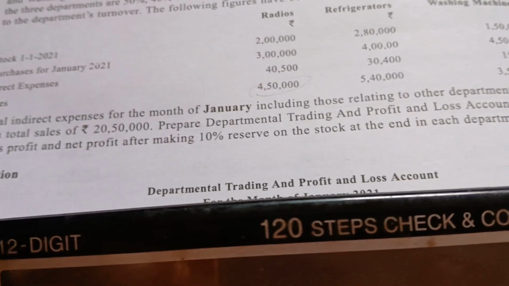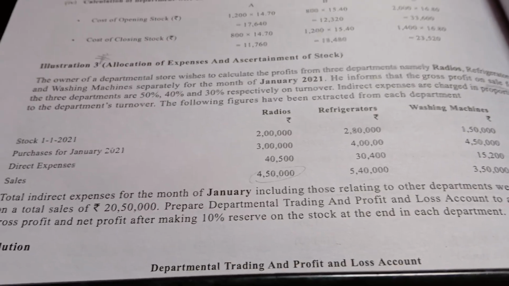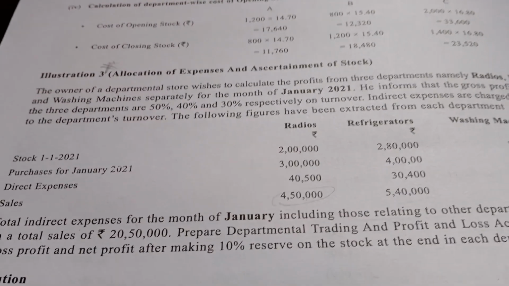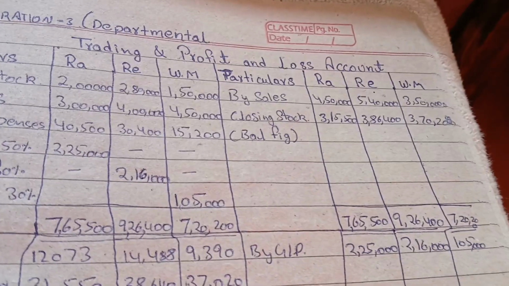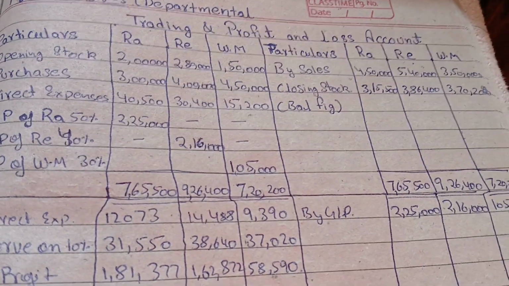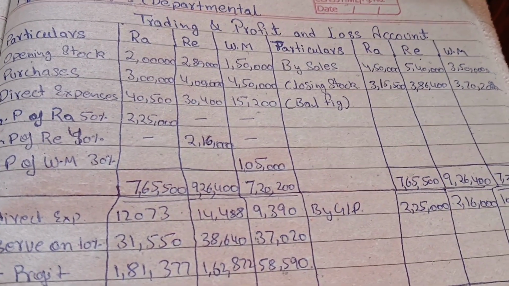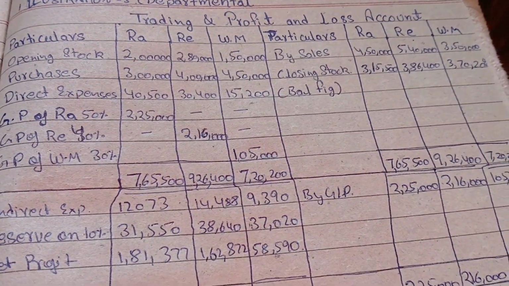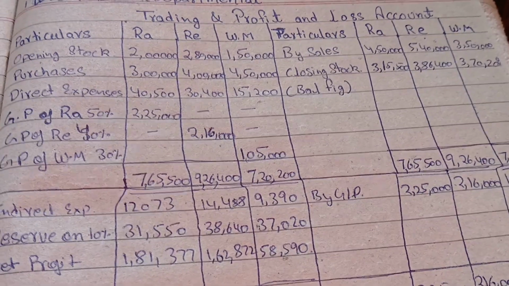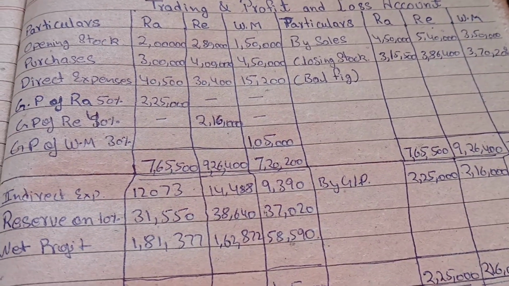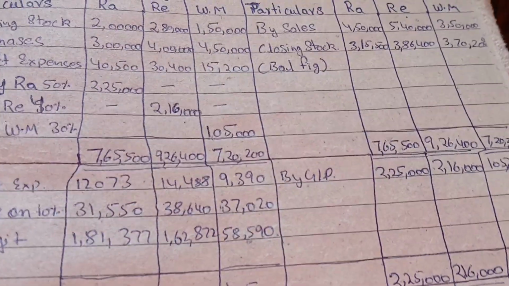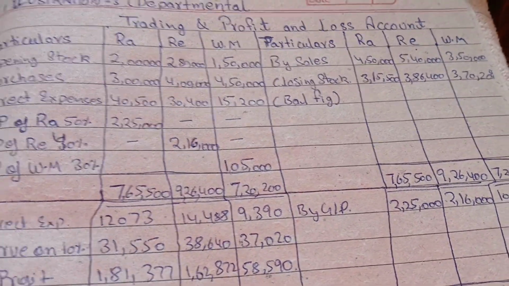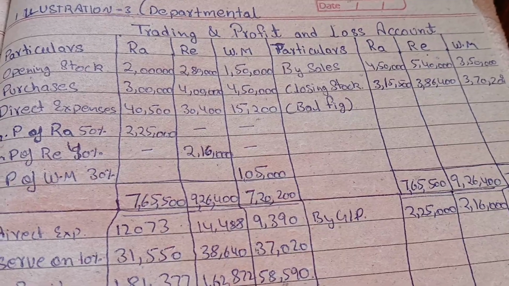There is one thing mentioned in the question: 50%, 40%, 30% respectively on turnover. So the turnover here is 4,50,000, and 50% of 4,50,000 is 2,25,000. For 5,40,000, the 40% is 2,16,000, and for the washing machine it is 30%. The sales amount is 3,50,000, and 30% of 3,50,000 is around 1,05,000.